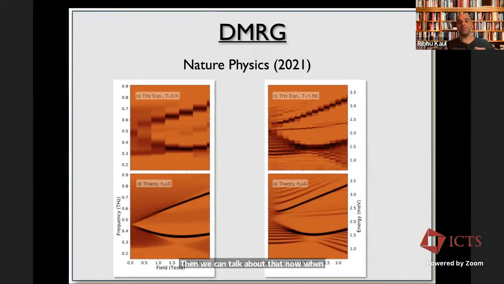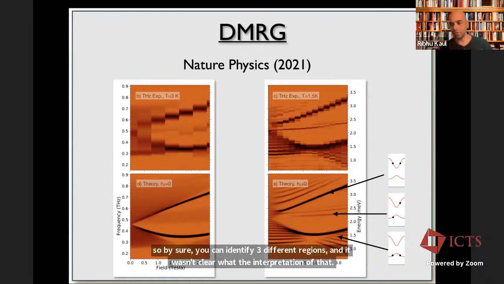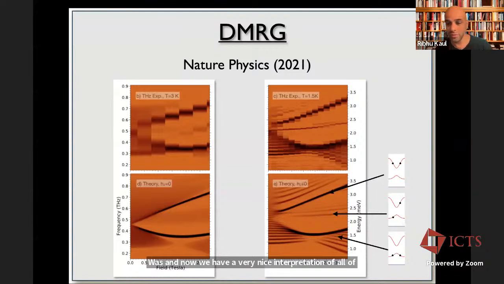Now, when you apply the H0, then all the continua go away and you just get bound states. So all these continua, which are shown on the right, split up in exactly the same way as in the experiment. And you can identify, again, three different regions. Remember, I showed you can identify three different regions, and it wasn't clear what the interpretation of that was. And now we have a very nice interpretation of all of that in terms of spin-orbit coupling, domain walls, doubling of the unit cell. And you have these three regions, and they look very much like the experiment, right? So maybe in the interest of time, I shouldn't.